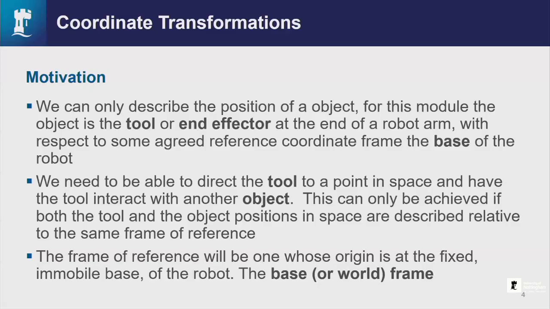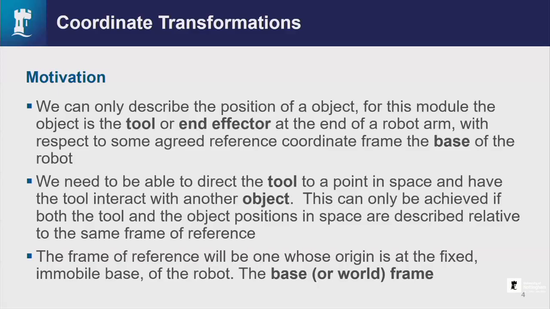So we can only describe the position of an object. For this module, the object is the tool or end effector or the wrist of the robot, where we mount our tool at the end of the robot arm, with respect to some agreed reference coordinate frame at its base, which would be this fixed coordinate frame. So to position our end effector anywhere in space, it's always with reference to here. We would say go to x, y, z, and the robot would configure its joints to reach that point in space.